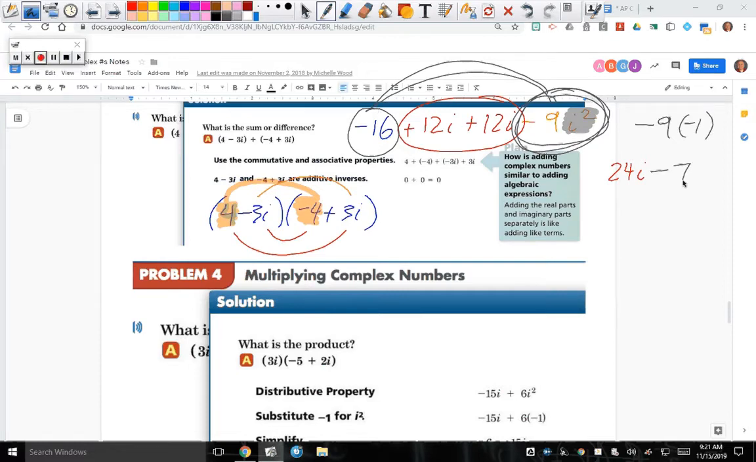Yes? So i represents negative 1, right? Yes. No. i represents the square root of negative 1. i squared represents negative 1. Yes? Is i squared always going to be negative 1? Yes. Or is it going to change? Nope. It will always be that. i squared is always negative 1.